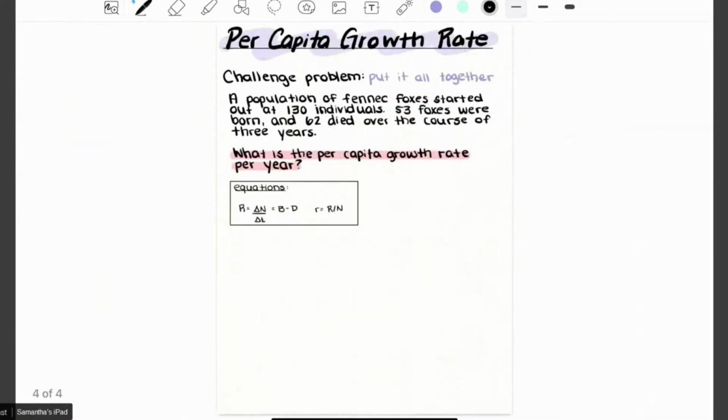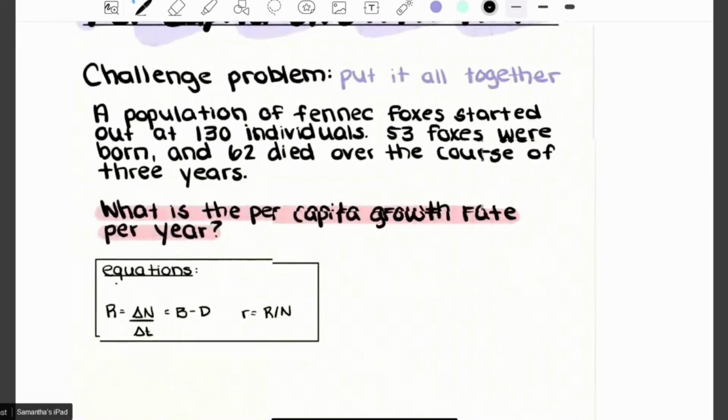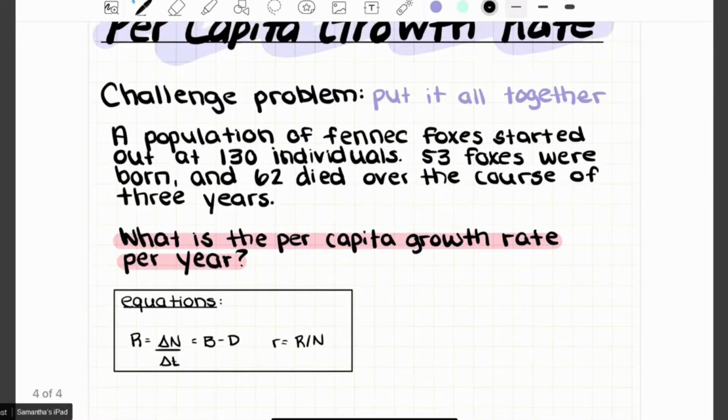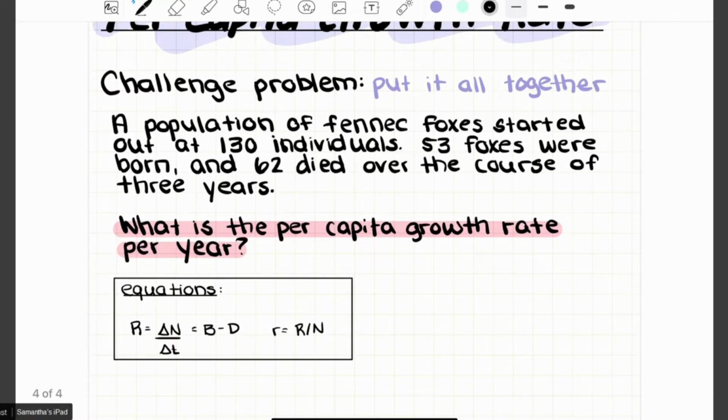Now we're going to be doing a little bit of a challenge problem. I designed this problem so that we can put together everything that we have just learned. The question reads: a population of fennec foxes started out at 130 individuals. 53 foxes were born, and 62 died over the course of 3 years. What is the per capita growth rate per year?